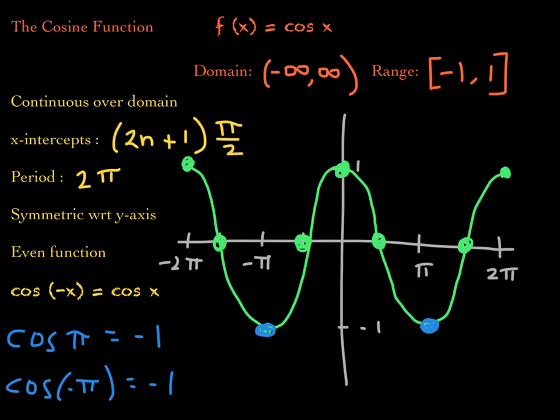Now, there are plenty of points here. I mean, look, this point here is the mirrored image of this point here. So these are mirrored images of each other. So whatever you see on one side of the y-axis, you get on the other.